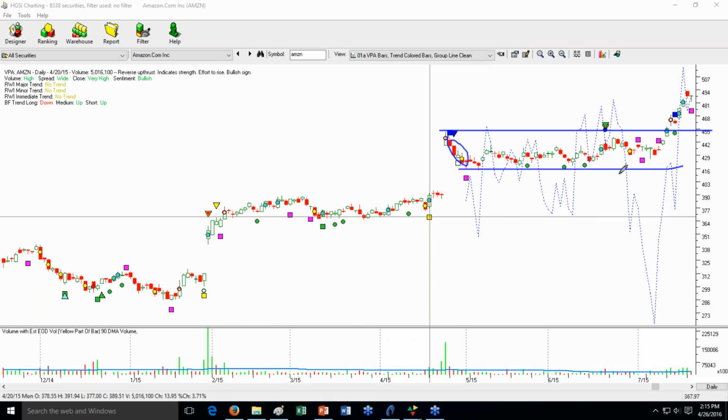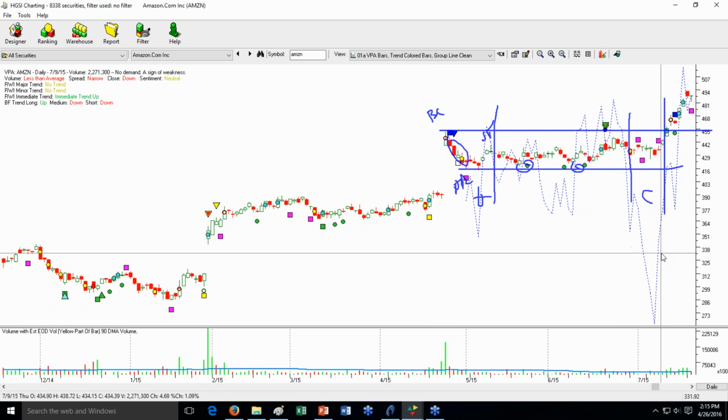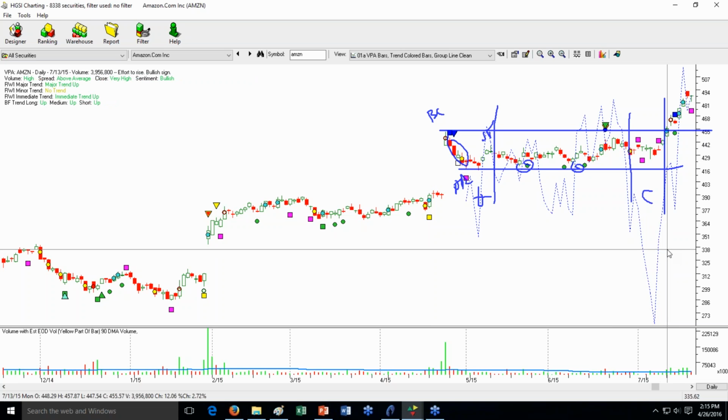So here is your range that is being defined by the climactic action, automatic reaction, secondary test, phase A, tests in B, phase C. Once you identify C, you want to find that signal on the BPE. Where is that signal? I believe this is the one right here. Effort to rise, bullish sign. You're buying here, you're identifying the last indication of the supply, which is probably in this area right here, and off you go.